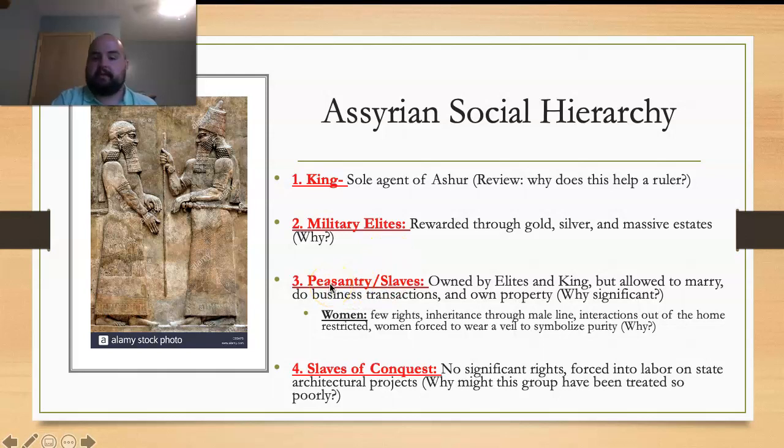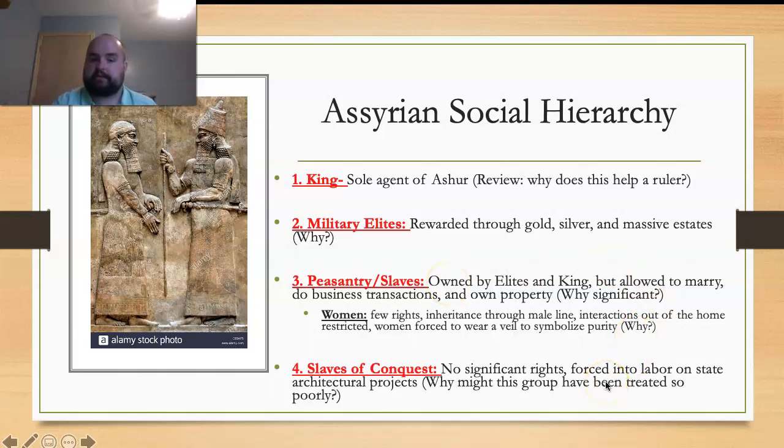The peasantry and slaves were closer to the bottom. They would be owned by the elites and or the king, but they were still allowed to marry, do business transactions, and own property. In contrast, slaves of conquest were given no real rights once they were forced into labor on state architectural projects. So this again shows the significance of that divide between people who are under the yoke of Ashur and people who are in the land of Ashur. Even these bottom peasants and slaves in the hierarchy were still treated better off than those who were captured and under the yoke of Ashur. So again, you inspire the loyalty of the people on the interior by separating them from those who don't have the same rights.